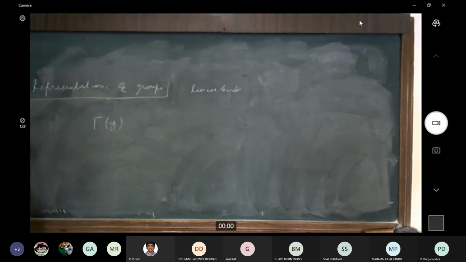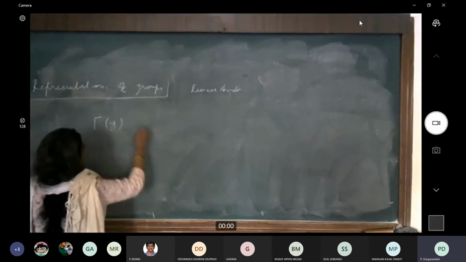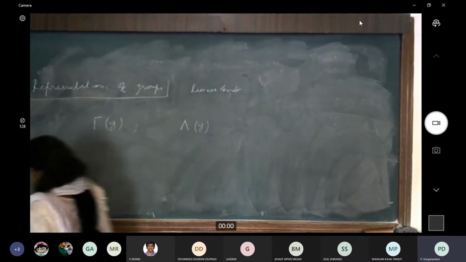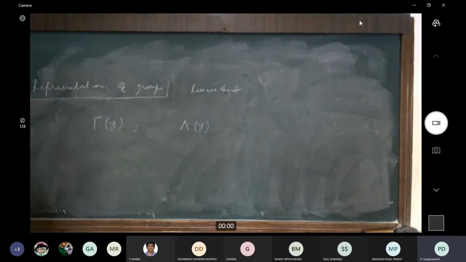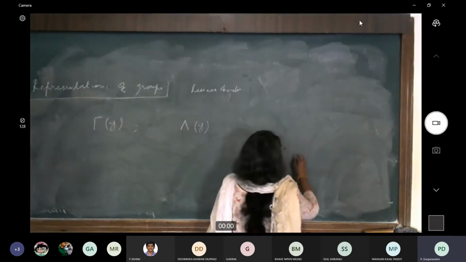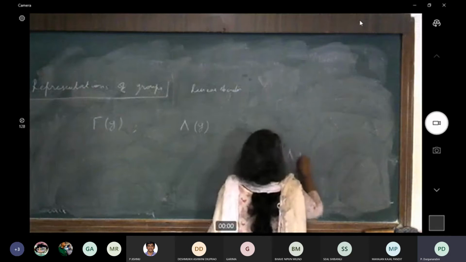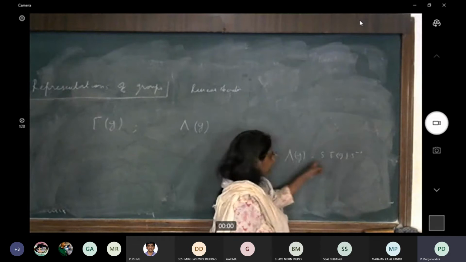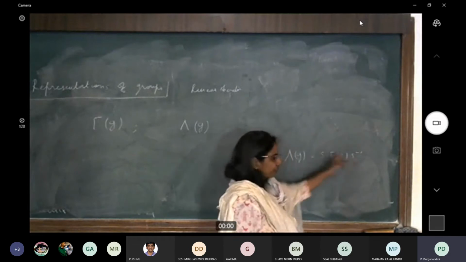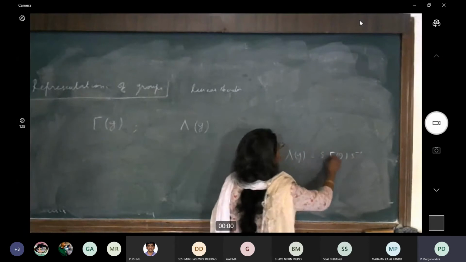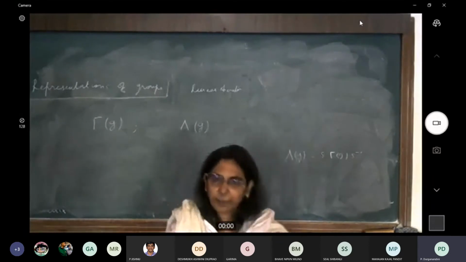For that, let me say that given the representation gamma G, suppose I have some representation gamma G, and let us say I have another representation lambda G. Now, we saw that if lambda g equals S gamma g S inverse, without explicitly constructing similarity transformations which relate these two, can I figure out that gamma and lambda are equivalent? Is there a way for me to figure that out?